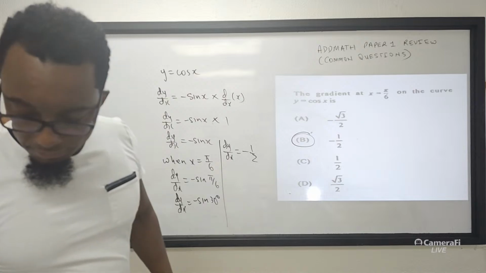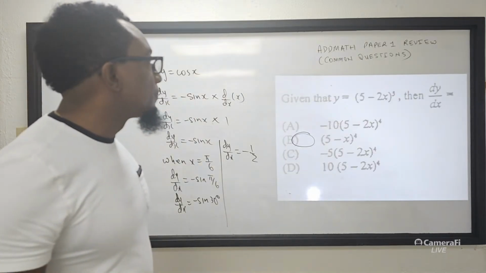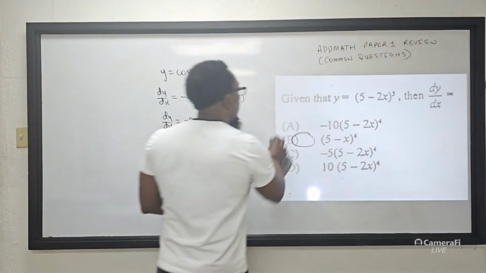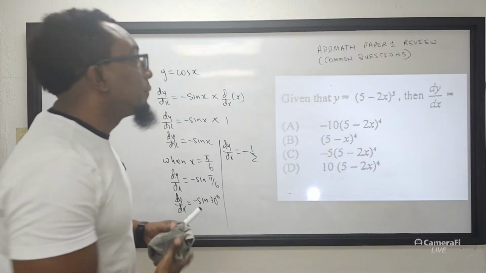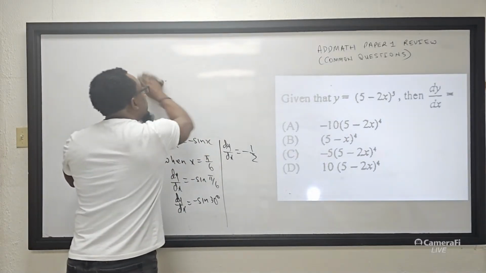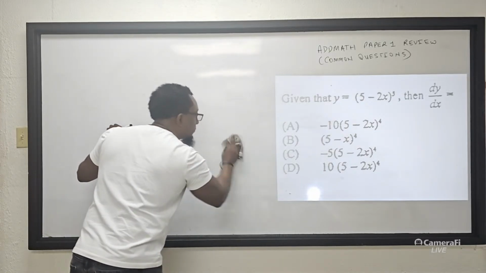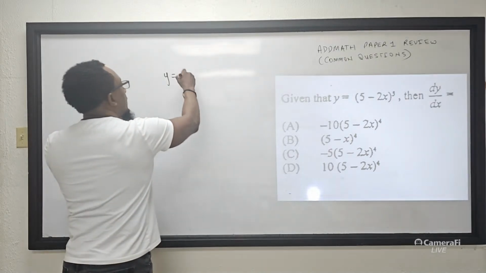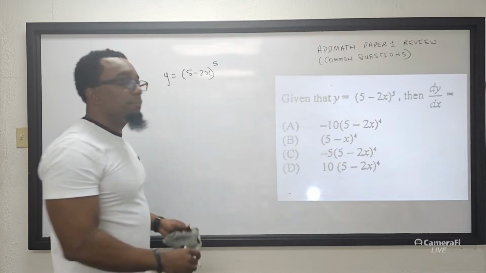So let's look at next. Given y is equal to 5 minus 2x in bracket raised to the power of 5, then what is dy over dx? Be sure you know how to differentiate all these functions, you can recognize it, alright? So if y is equal to 5 minus 2x all to the power of 5, what is dy over dx?